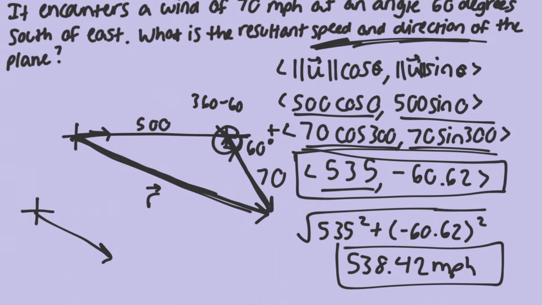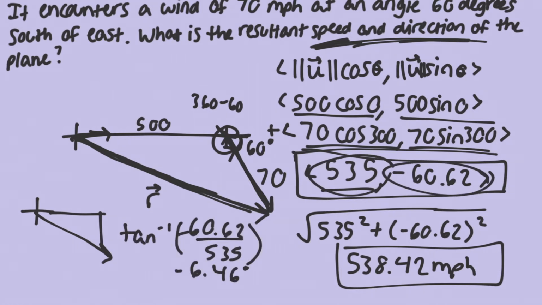Remember, to find direction angle, we can make it into a right triangle, and then we can do inverse tangent of y over x. But remember, that tells us the angle in the triangle. We need to find the direction angle, which is from the positive x-axis to the vector in the positive direction, and that gives us 353.54 degrees.